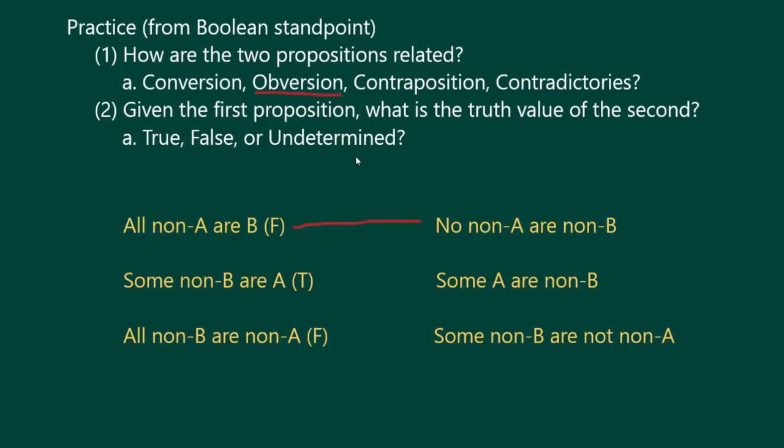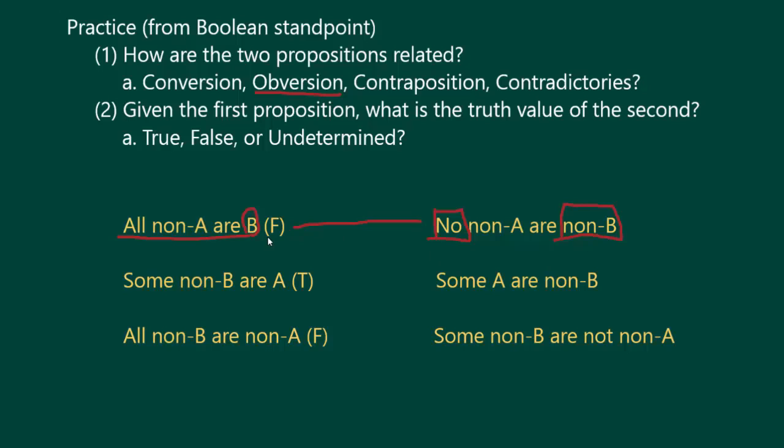If you said they are obversions of one another, or obverts, you're correct. The reason why is we start with an affirmative proposition and we end up with a negative proposition. Not only that, but if we focus on the predicate terms, we'll see that they are the class complements of one another. Those are the two steps of obversion, so they're obverts.